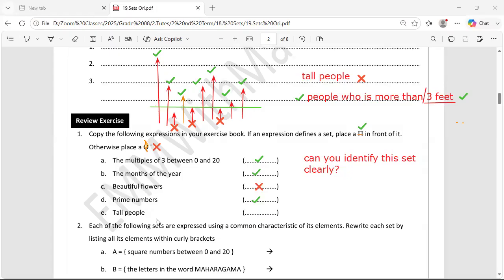But here you have tall people. There is no clearly identifiable measure, no clearly identifiable limitation, or no clearly identifiable boundary. So it is not a set.